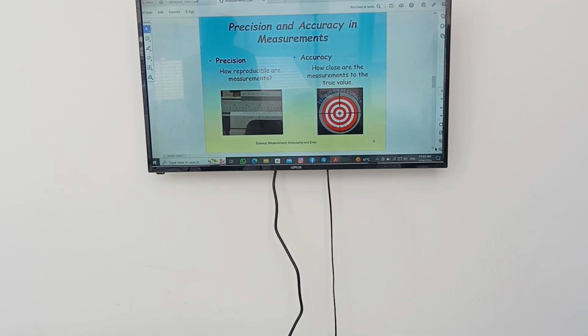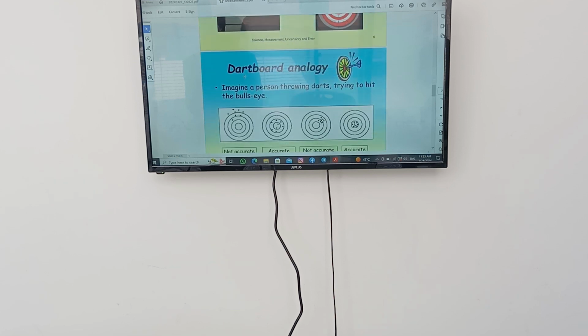Now we're going to learn about the difference between precision and accuracy in measurements. Precision means how reproducible the measurements are. However, accuracy means how close the measurements are to the true value. Okay? So when someone says accurate, it means they are as close as possible to the real result. But when they're precise, they could be consistent, but not as close to the real result.